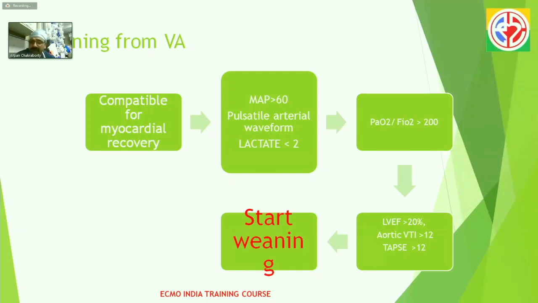So, compatible for myocardial recovery: MAP more than 60, a pulsatile arterial waveform, lactate less than 2, PaO2/FiO2 ratio more than 200. These are the prerequisites. And for the echo, you see the LVEF is growing more than 20%, VTI more than 12, and TAPSE more than 12. Here, as the right ventricular dysfunction was there, the previous TAPSE we measured was around 6. This time it was more than 12, so we started coming off.